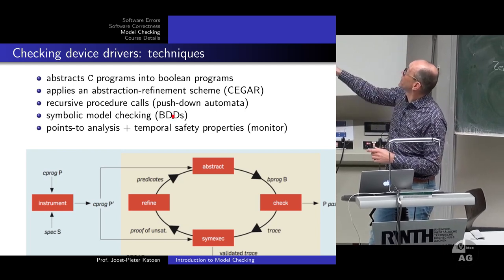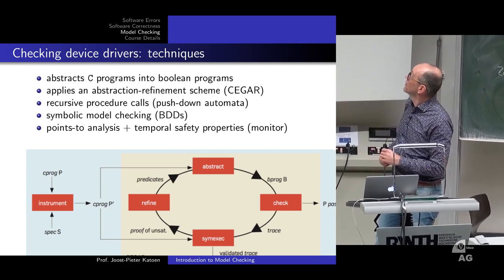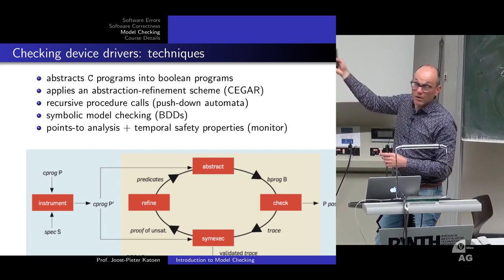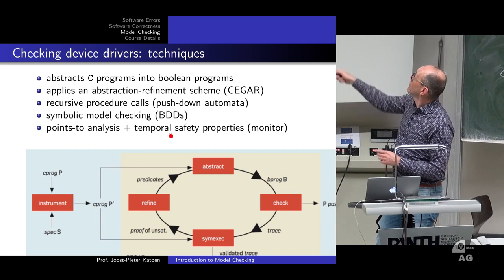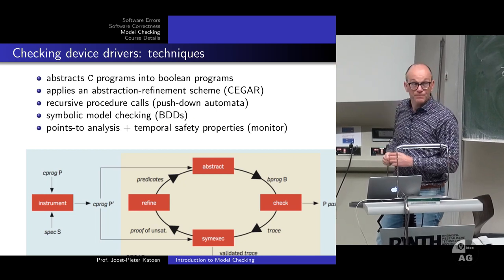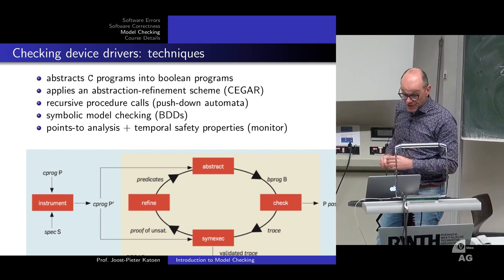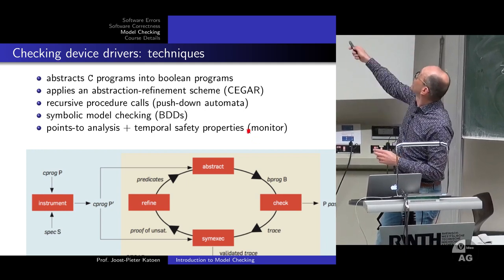They use symbolic model checking techniques to combat the state space explosion. They do some analysis of pointers. Can pointer X point to something else at some point? And they concentrate on safety properties. In lecture number 3, I'm going to precisely tell you what is a safety property. But think about it for the moment, it's a kind of a monitor.